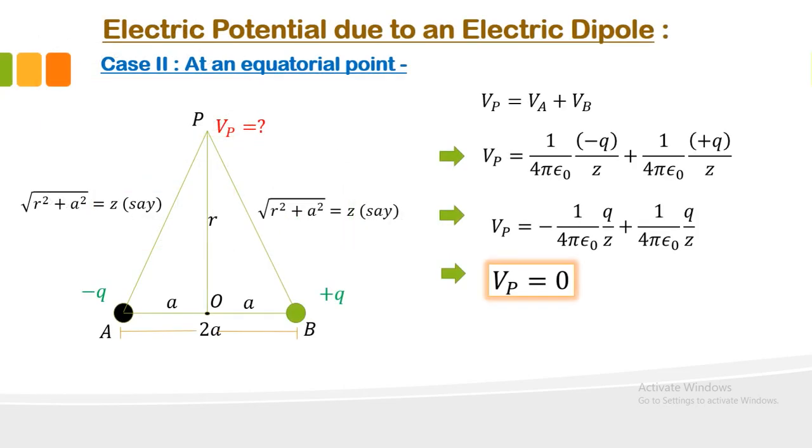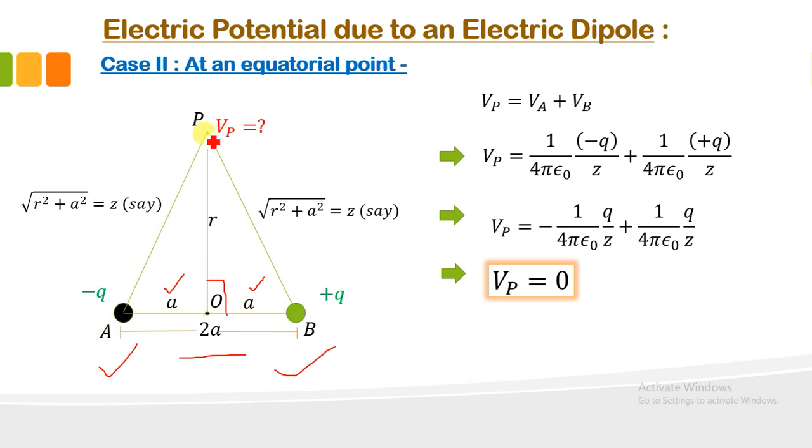Now move to case 2. In this case we are going to find the electric potential at an equatorial point. The equatorial point lies on the perpendicular bisector of the electric dipole axis. This is minus q and plus q, separation is 2a, and this is the distance r, which is perpendicular to the line AB. Along with that, it is the perpendicular bisector. AO is a, and the distance OB is also a.